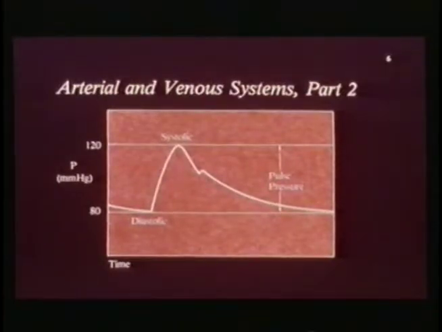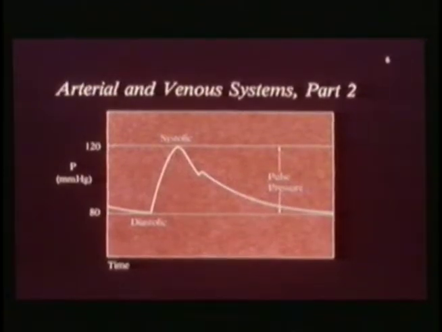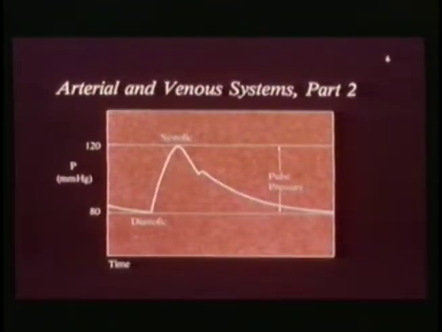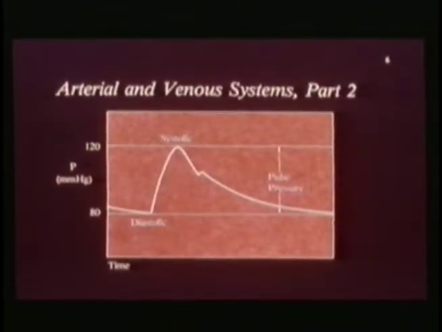6. In Part 2 of arterial and venous systems, we analyzed arterial systolic and diastolic pressures, the determinants of pulse pressure and mean arterial pressure, the transmission of the arterial pressure pulse wave, and venous blood flow, storage, and return.